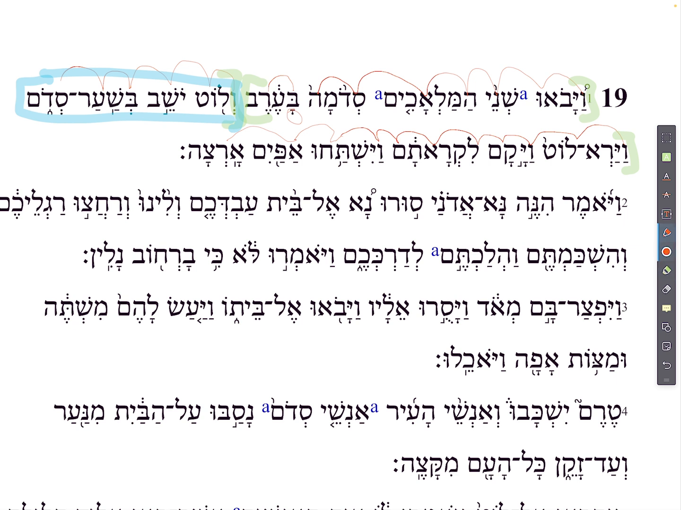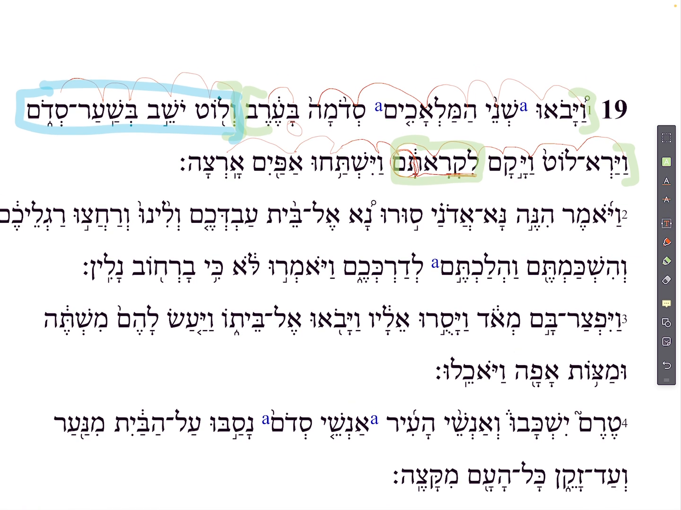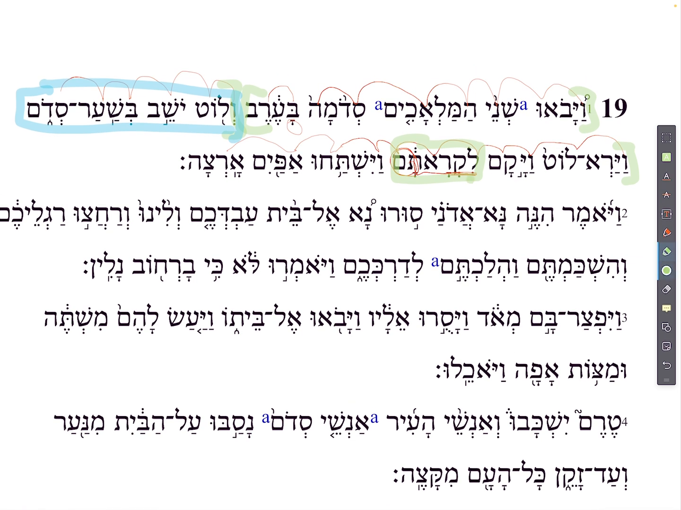Infinitive construct here, to meet them. So the suffix is a direct object suffix, to meet them. Obviously, the infinitive construct with a preposition always opens a dependent clause. So it's dependent on vayakom. Vayakom would be our independent clause. So he rose for what purpose? For the purpose of meeting them.